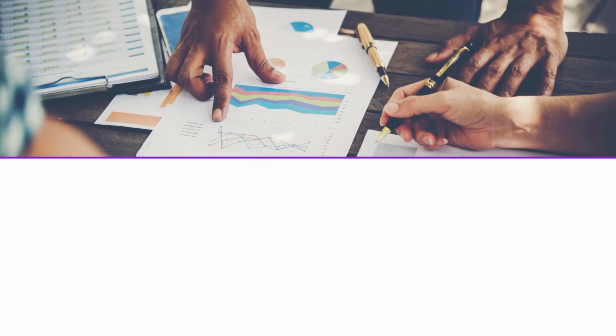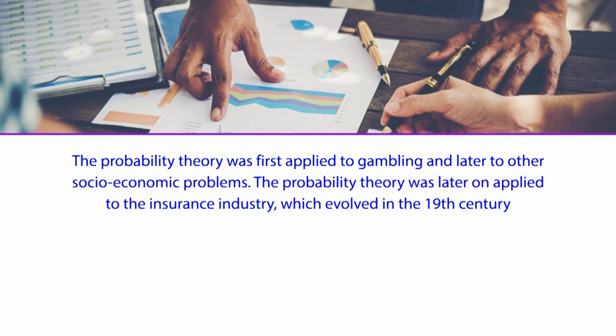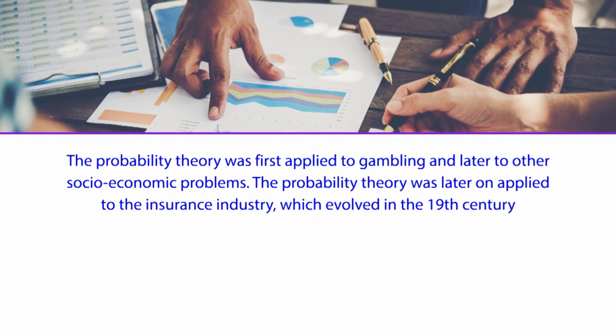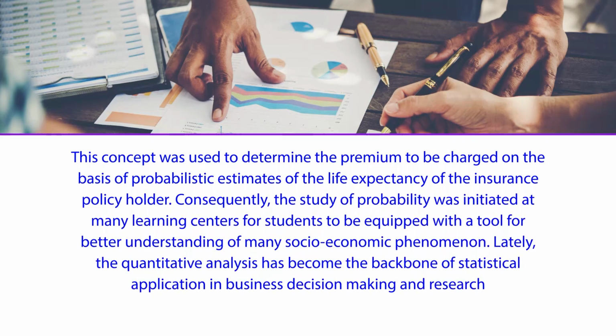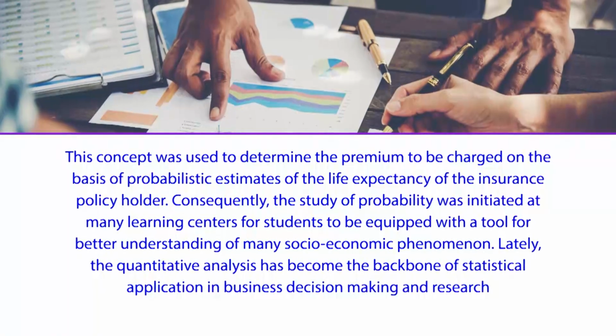Gamblers have used the probability concept to make bets. The probability theory was first applied to gambling and later to socio-economic problems. It was later applied to the insurance industry, which evolved in the 19th century. This concept was used to determine the premium to be charged on the basis of probabilistic estimates of the life expectancy of the insurance policy holder.